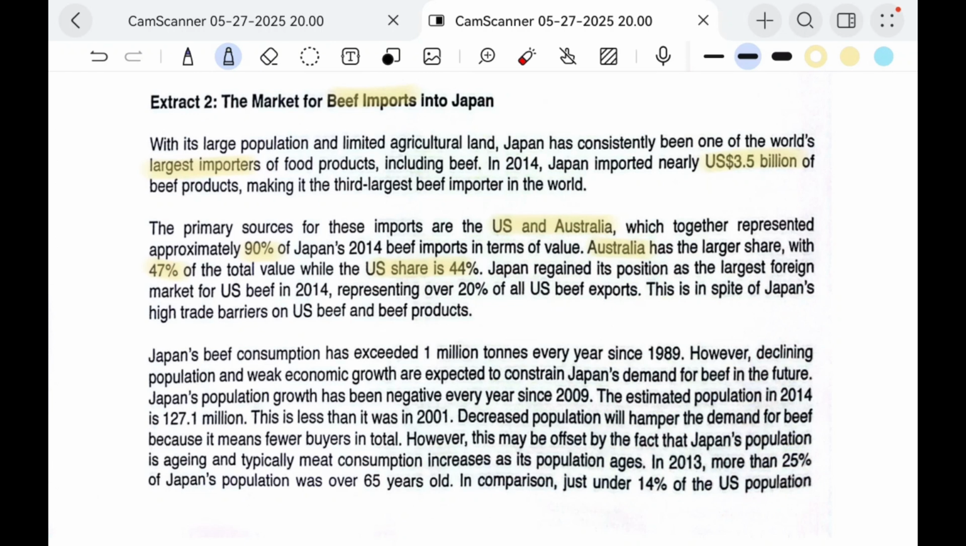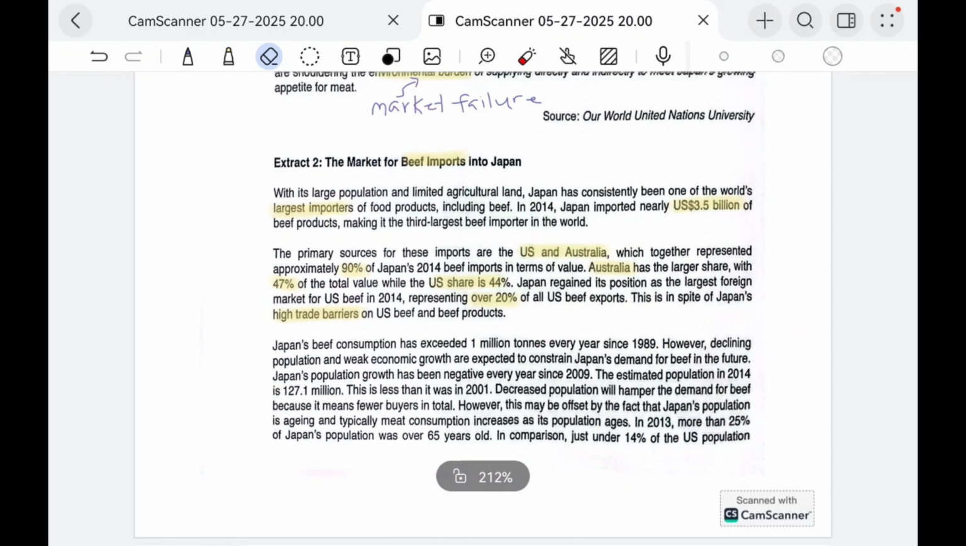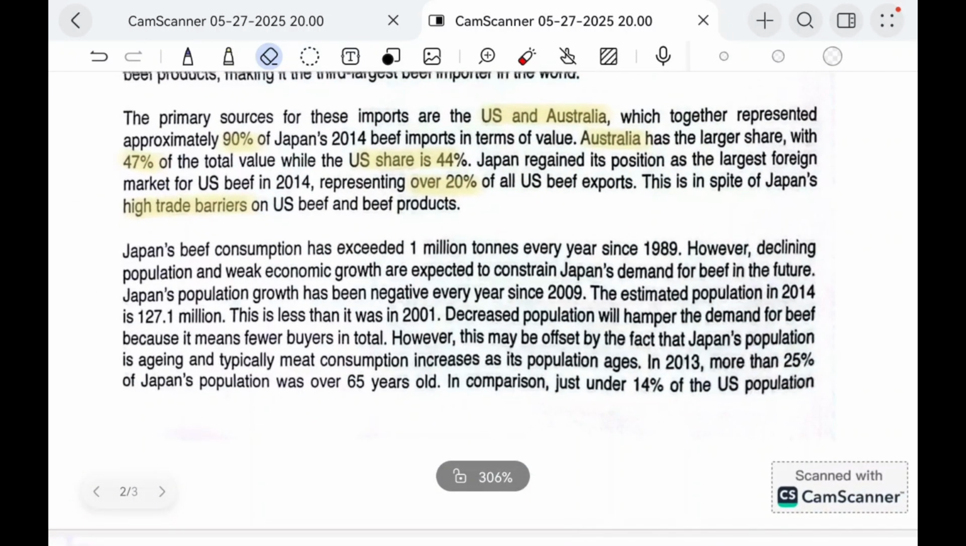Okay, then Japan regained its position as the largest foreign market, representing over 20%. Blah blah blah. This is in spite of Japan's high trade barrier on beef and beef product. Okay, this one also important because again I have not come to determine my XED yet. Sorry, I keep saying CED because last time they used CED lah, but I think XED now is more intuitive because you are comparing between two goods. So it's like across two goods, what it means.